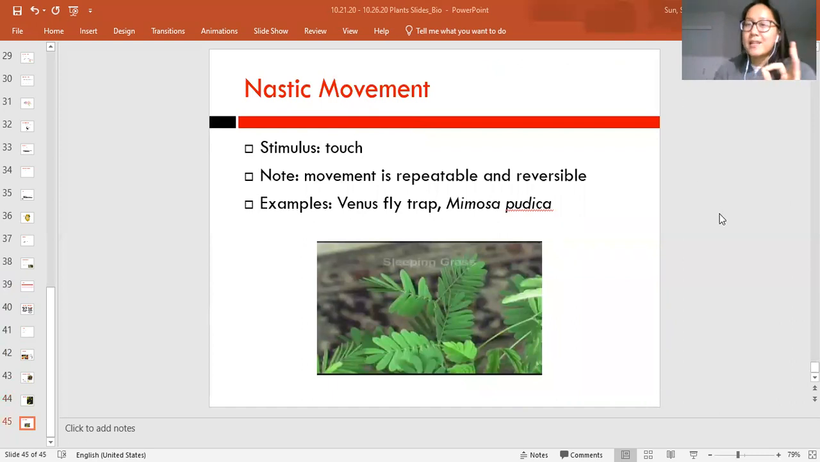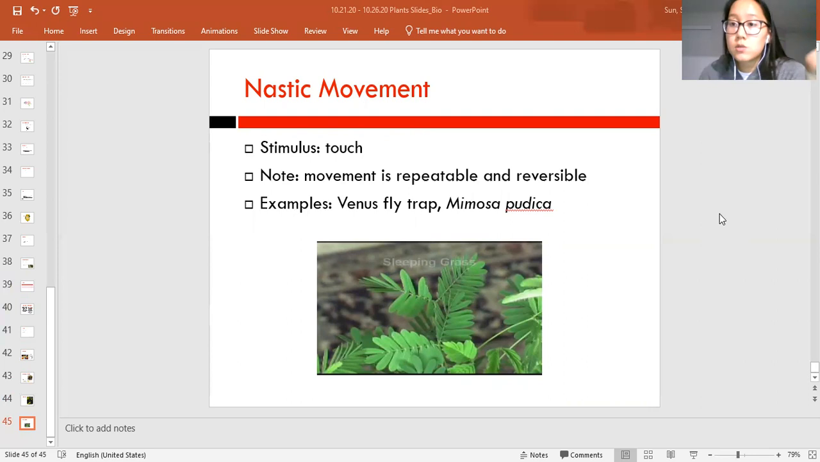Here is one that is technically not a tropism, but it is a response to a stimulus. So this is also a response to the touch stimulus, but this one is instantaneous. So nastic movement is literally movement, okay? It is the movement that is repeatable and reversible. And it's essentially, upon being touched, a plant then retracts water from its cells and causes things to close or to move in on itself to protect itself, okay?